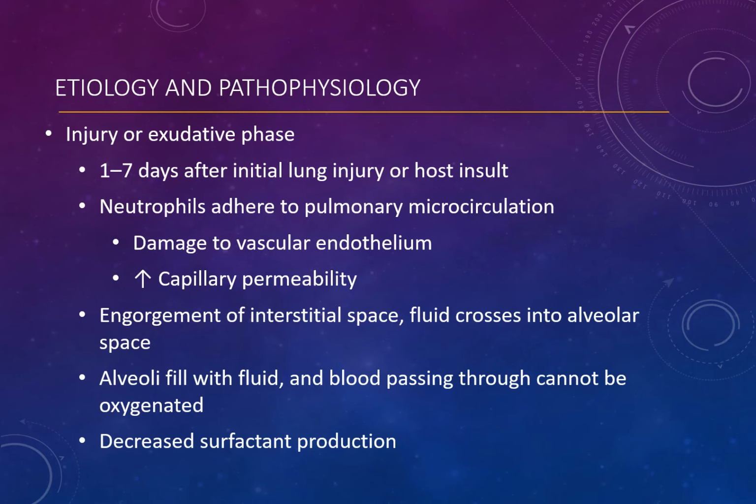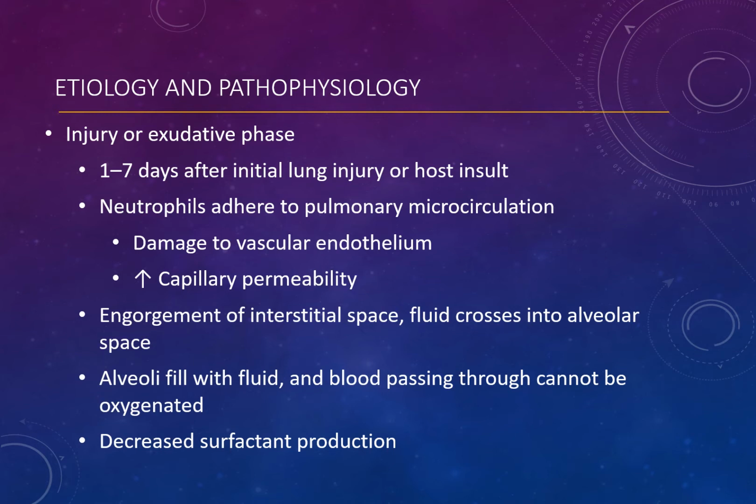So I do want you to focus on these phases. Okay, so with phase 1, our injury or exudative phase, this is 1 to 7 days after the initial lung injury or insult. There's damage to the endothelium, which increases that capillary permeability. This allows fluid to go into that alveolar space. Those alveoli fill with fluid, and then blood passing through cannot be oxygenated. There's no problem with perfusion at this point. It's just that fluid, that diffusion limitation, that's preventing oxygen from going into the blood.